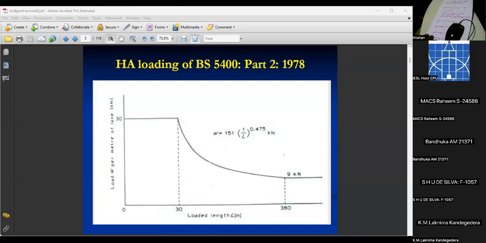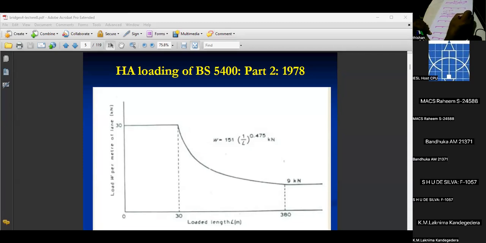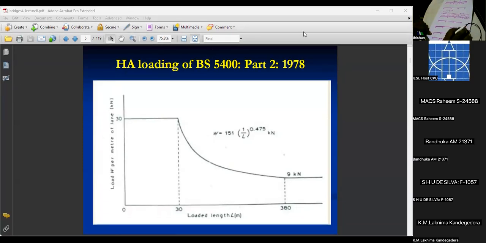So if I use the equation, that is, 1 divided by 130 to the power 0.475 multiplied by 151, the load is 14.95. The load I have to apply is 14.95 kilonewtons per meter. Right. So I have to apply 14.95 kilonewtons per meter.